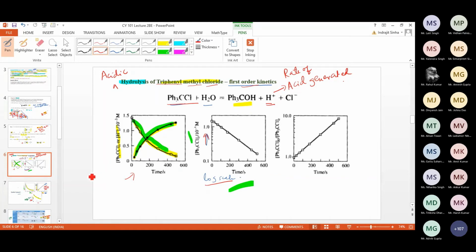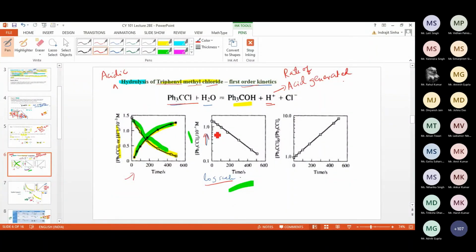Okay. So you can see these graphs that we plot over here. This is triphenyl methyl chloride and the acid concentration. All right. So the graph that is coming down is for triphenyl methyl chloride, and the graph that is going up is for the acid concentration.